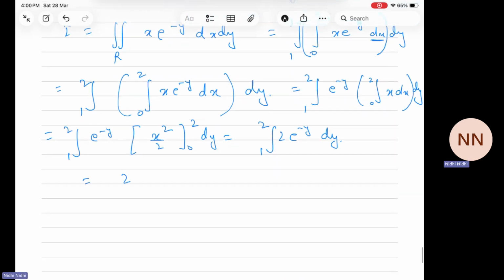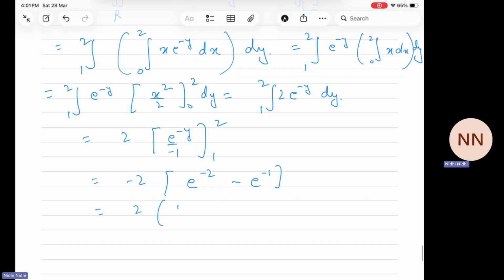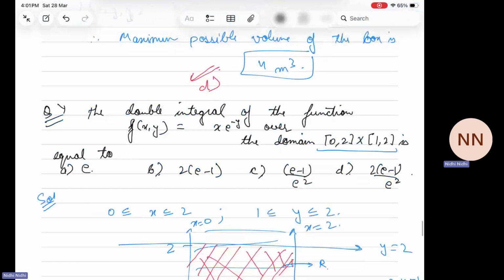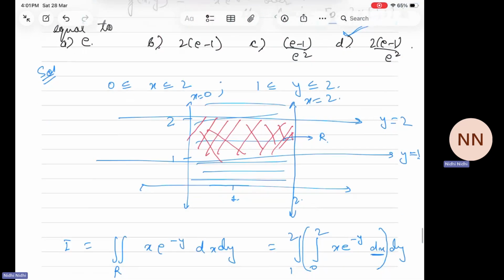And what is the integral of e to the power minus y? Minus e to the power minus y, from 1 to 2. So e to the power minus 2 minus e to the power minus 1. So this is 2 times (1 by e minus 1 by e square). Taking this 1 by e outside, it's (1 minus 1 by e). And taking e as the LCM, this is 2(e minus 1) upon e square. That means option D is correct: 2(e minus 1) by e square.